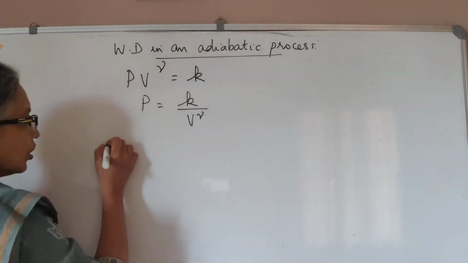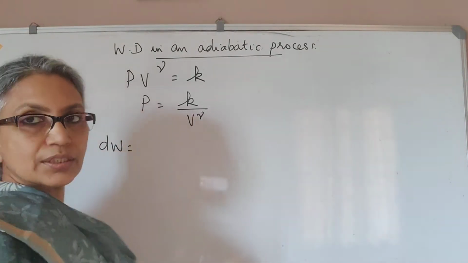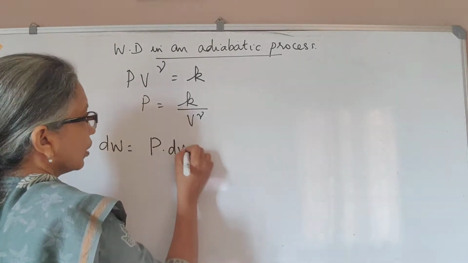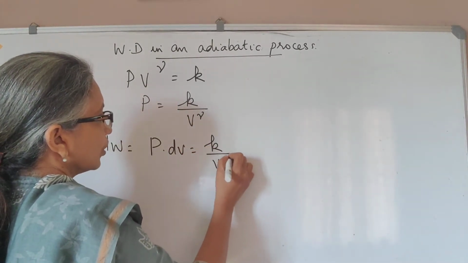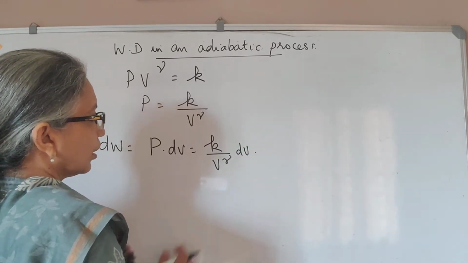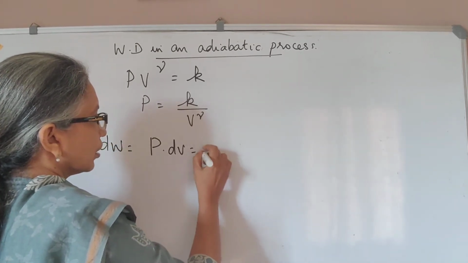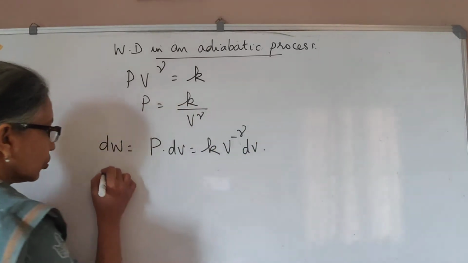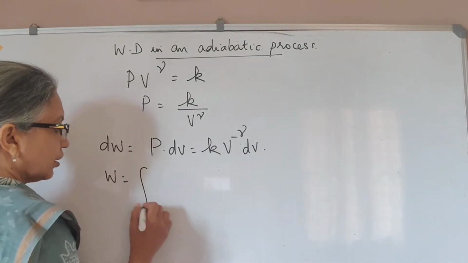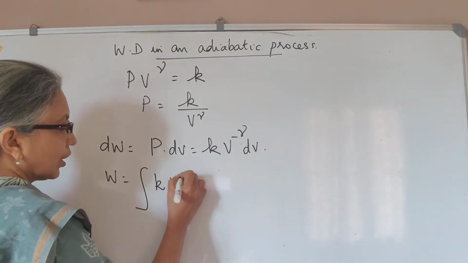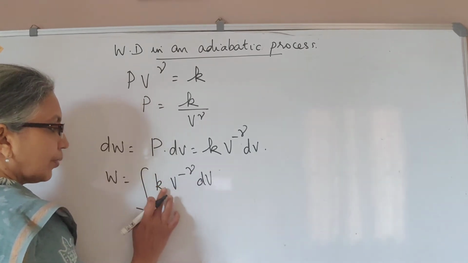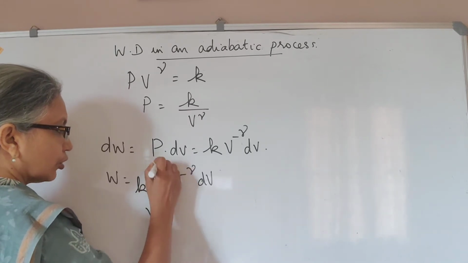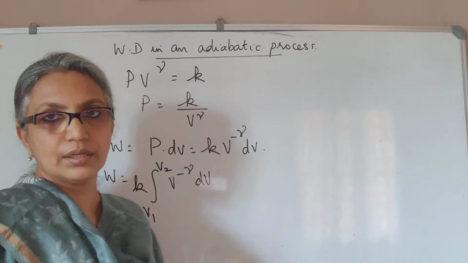So now that small work done when the gas expands from V1 to V2 is P into dV, which is K by V raised to gamma into dV. Or I may write this as K into, when I bring this up, V raised to minus gamma into dV. So the total work done will be the integral of K into V raised to minus gamma dV, where I may take the K outside because it's a constant. So that's the integral from V1 to V2 of V raised to minus gamma dV.